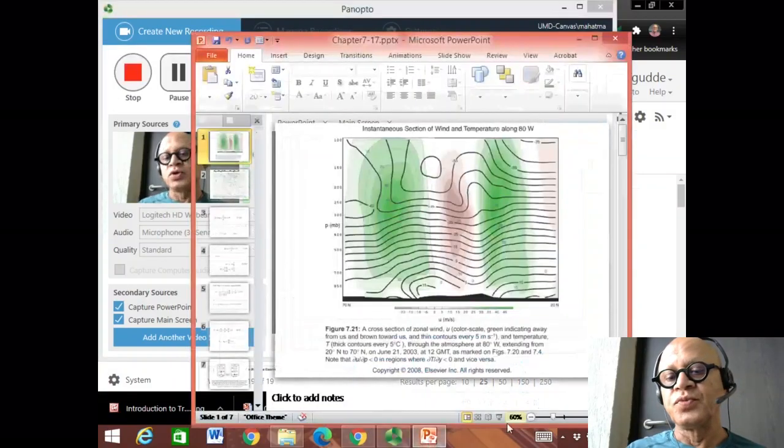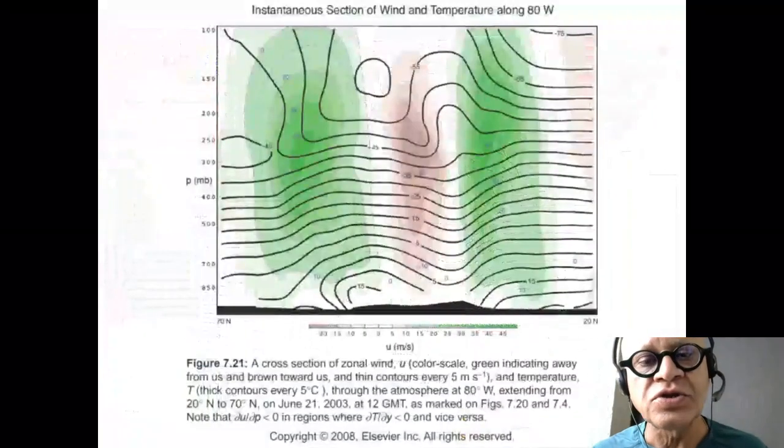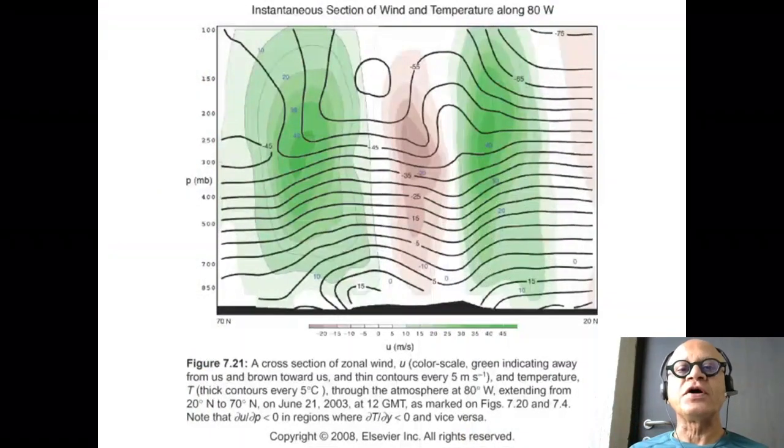Okay, so we introduced the idea of ageostrophic flow when there is friction that cannot be ignored, and we had seen this section from 20 north to 70 north at 80 west, which we used to show the relation between the temperature gradients dT/dy and the geostrophic shear, right?